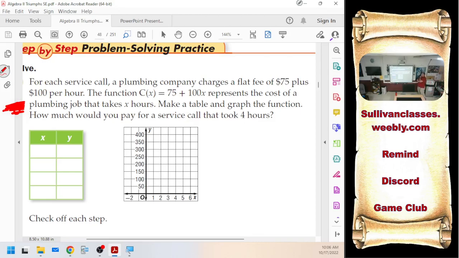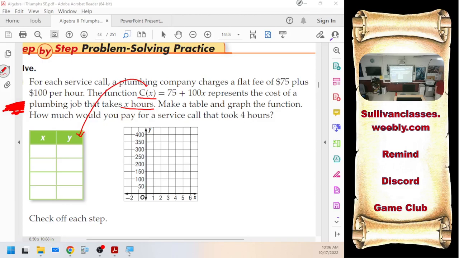Represents cost of a plumbing job that takes x hours, make a table and graph. So x is hours. And it says C of x. Remember, when I plug in x, it'll get me a y. C of x is just the name of the function. So if x is the number of hours that it takes for them to do a job, where should I start? Like, what's the least number of hours that someone could take to come fix your water softener? Okay?